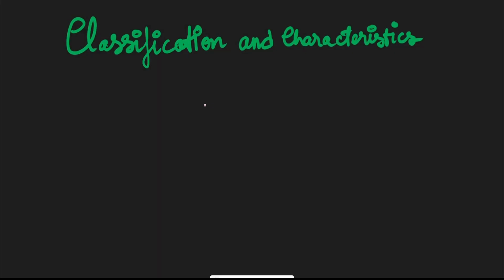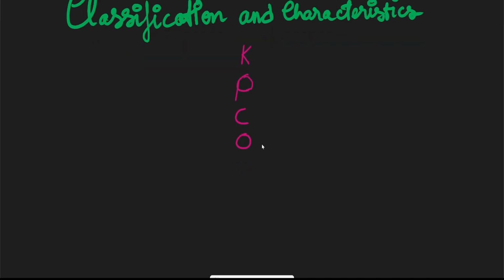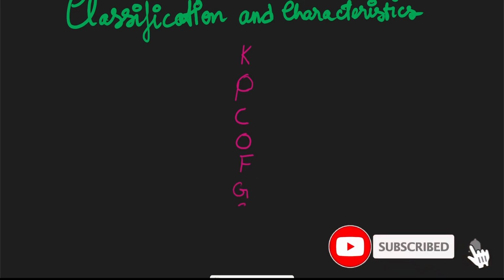Today's video, we're going to talk about the classification and characteristics of organisms. So in biology, we classify organisms based on this system. This can easily be remembered by the mnemonic King Philip came over for good soup.